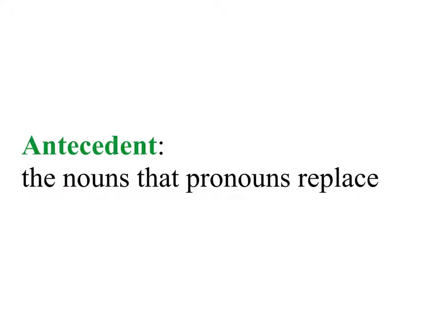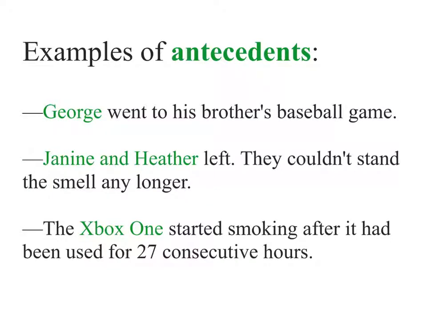An antecedent is the noun that the pronouns replace. So in the previous example, since "her" means Angela, Angela would be the antecedent of "her." Here's some other examples of antecedents. "George went to his brother's baseball game." So the "his," who is his? Whose? Well, it's George's, so George would be the antecedent of the pronoun "his."